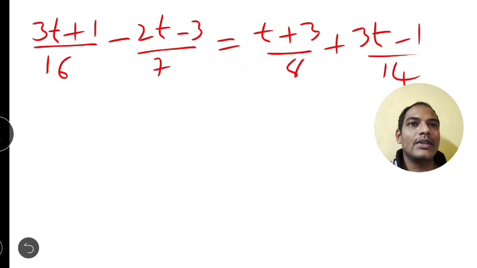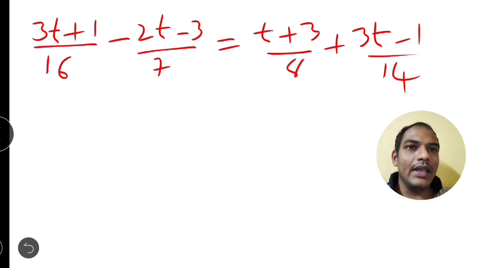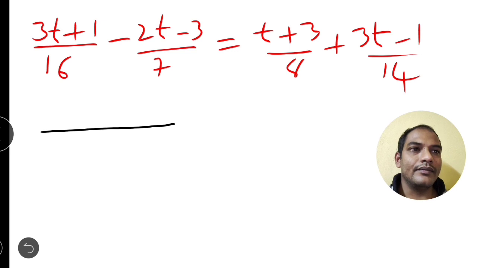So the left side and right side you have to simplify, you have to make them one fraction on both sides of the equal symbol. So the LCM of 16 comma 7.